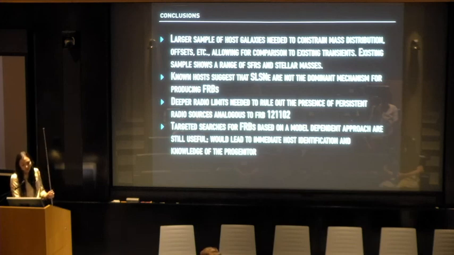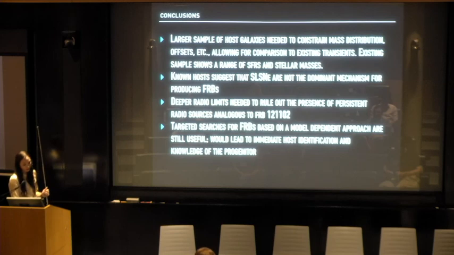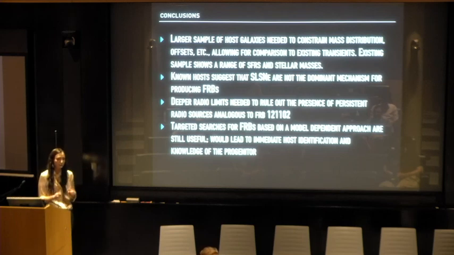And finally, despite the fact that the rate of FRB localizations is really ramping up, I do think this targeted approach for looking for FRBs can still be useful, since this will immediately tell you about the progenitor. And so at this stage, I think even as we get more and more localizations, that's not going to tell us everything we need to know about what could be producing FRBs. And I'll end there. Thank you.